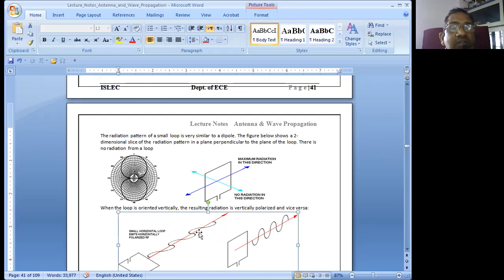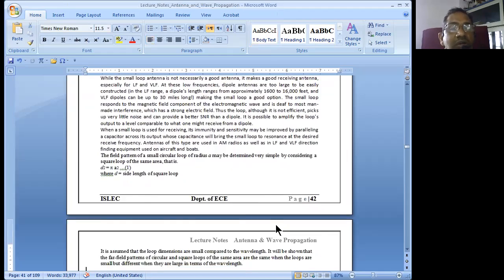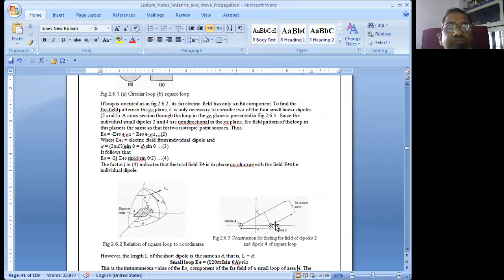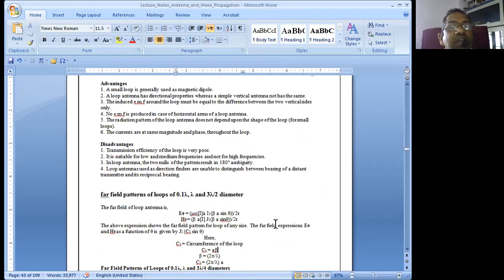Where this loop antenna is normally oriented vertically, and these are normally vertically polarized. So if at all we want to transmit a vertically polarized wave, we normally prefer the loop antennas. Now, all the antennas are going to radiate the EM wave with respect to the axis of the antenna. So all these signals are going to be simply vertically polarized signals when we use the loop antennas. Okay. So then after this, we have the basic advantages and disadvantages of this loop antenna.